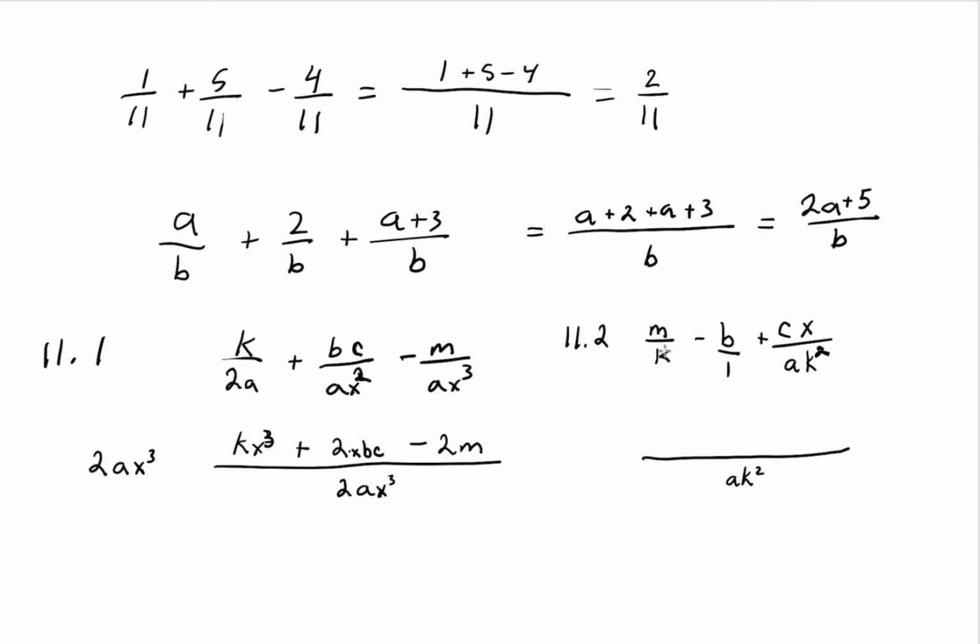and then we're going to multiply by whatever is missing from here. So m is going to be times, we have a k here, so we'll take one away. So that's going to be m a k. And now we're going to subtract, we're going to minus b, and there's nothing here, so it's going to be times the whole thing, b a k squared. And then we're going to add cx, and cx has all of it, ak squared, so we don't multiply by anything, so that's just going to be cx. And that is our final answer.